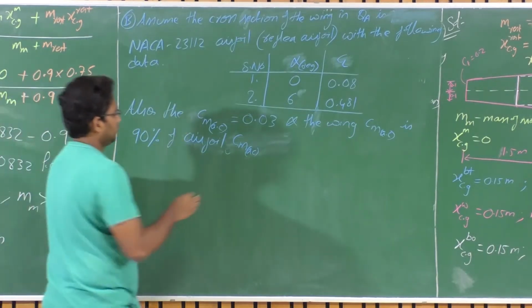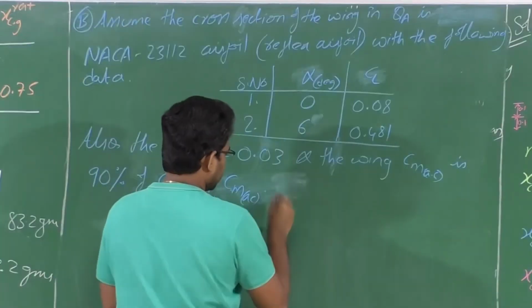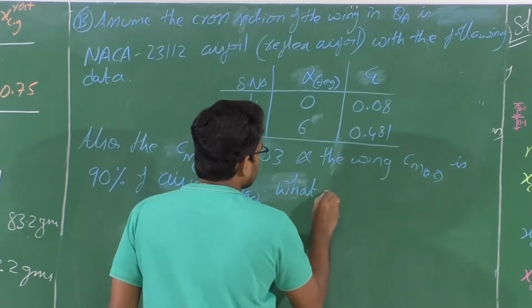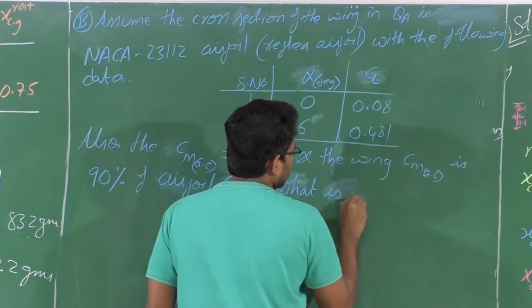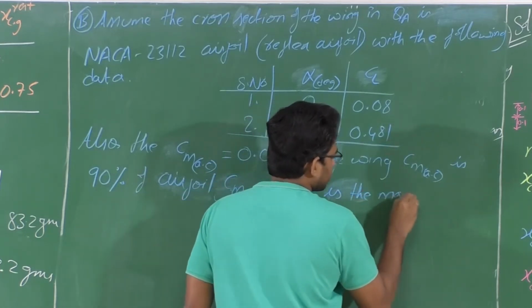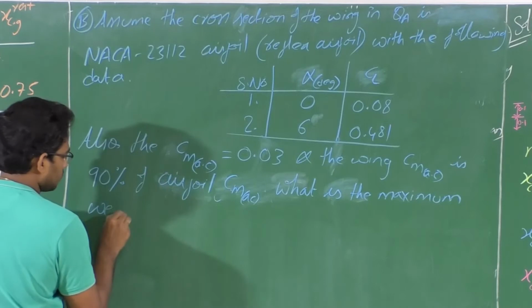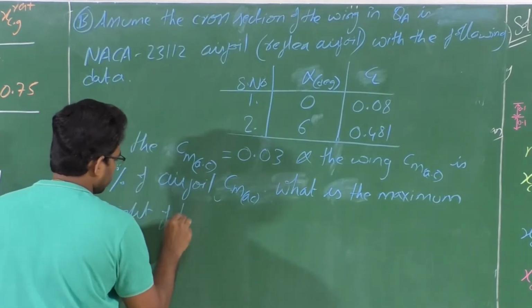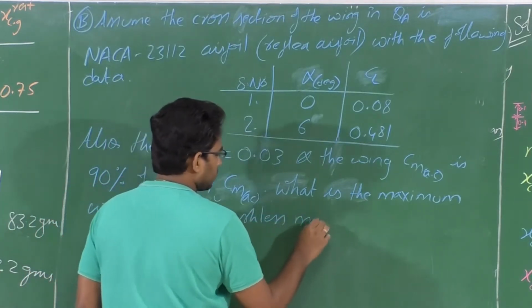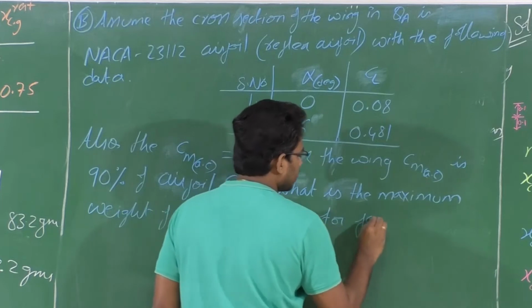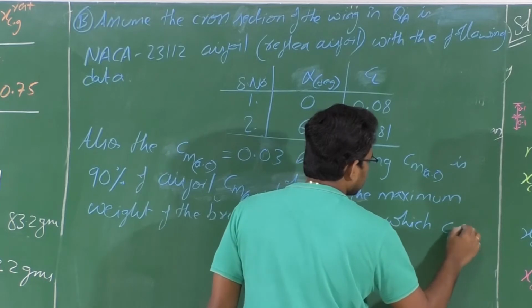So what do we require to find? First thing is, what is the maximum weight of the motor for which Cm naught is still greater than 0.